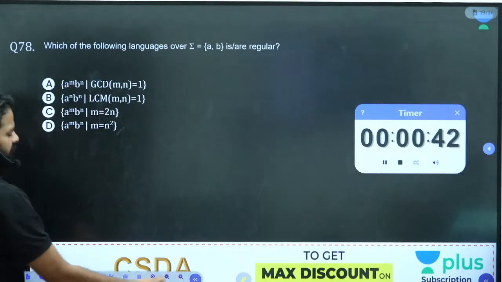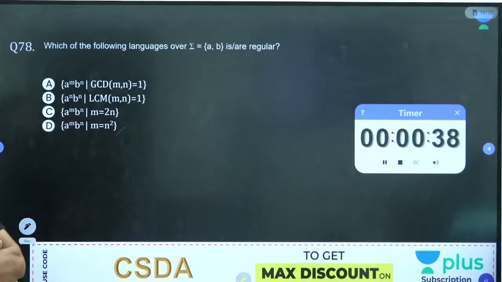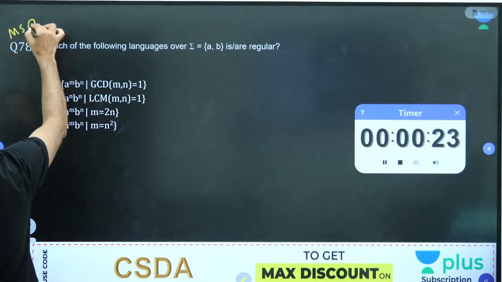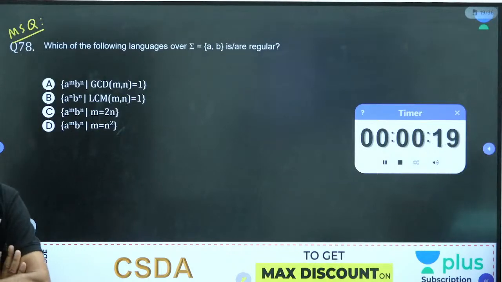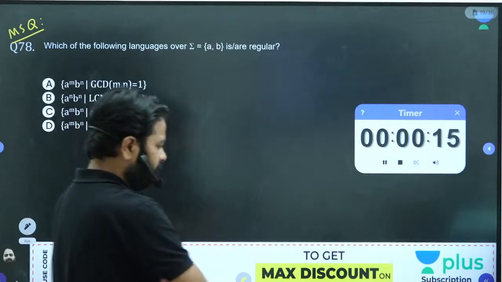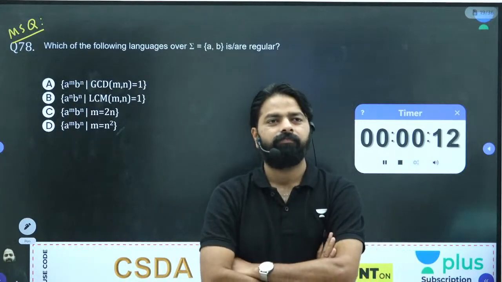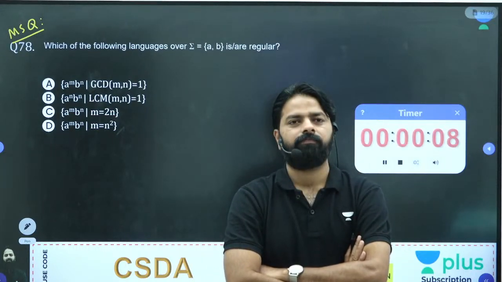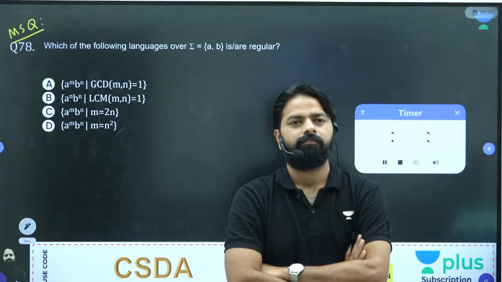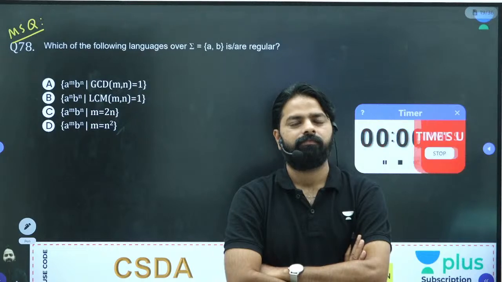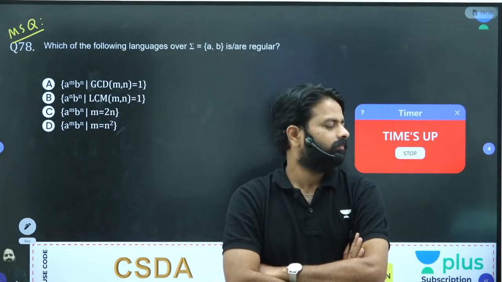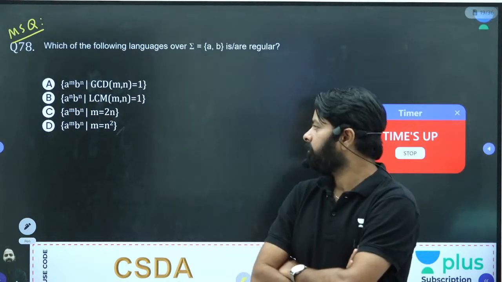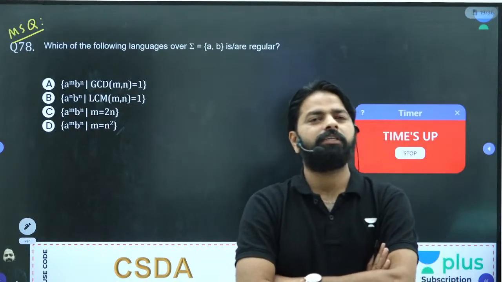Many concludes in short time. Regular language, which is again MSQ. It only C slow together.